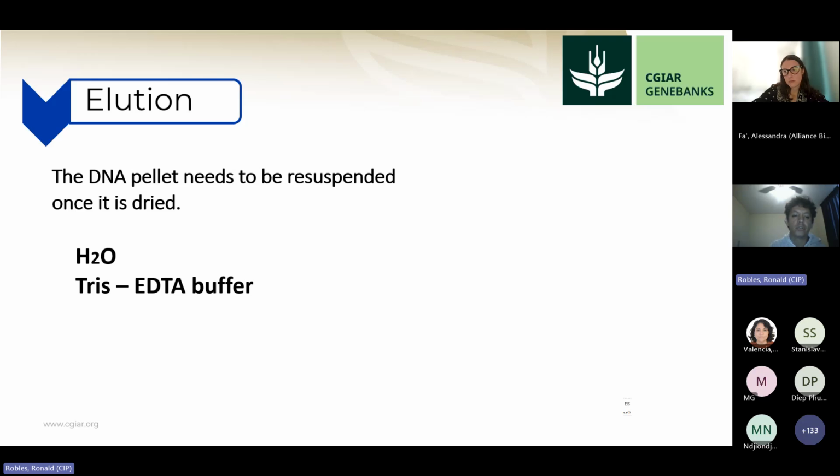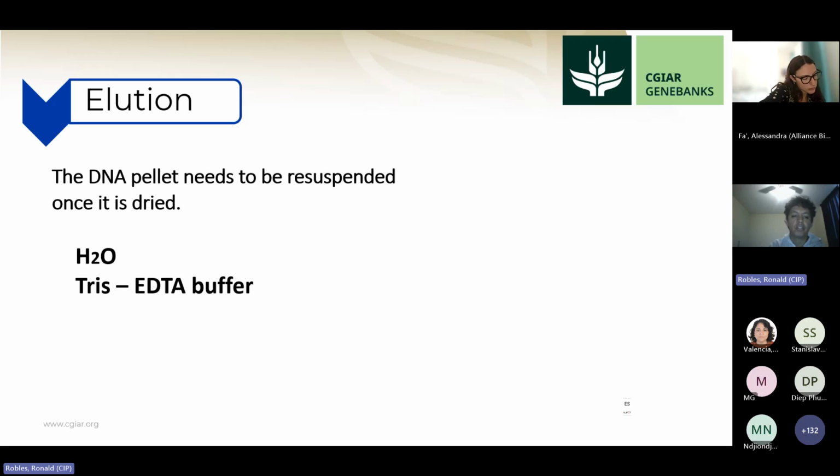One is to resuspend directly in water, but this is not good for long-term preservation of the DNA. So we use this in case all the DNA will be used in short periods. But if you want to conserve the DNA for longer periods, we use specific buffers.